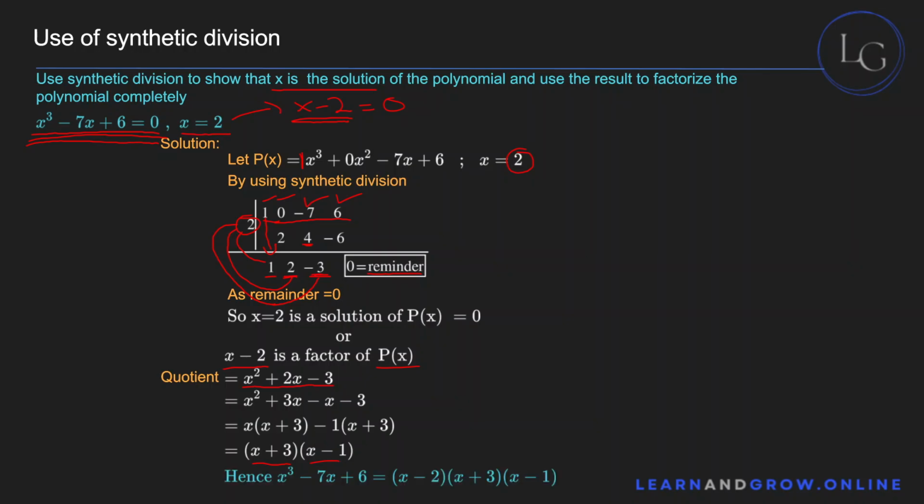So you can see what this means is this cubic expression over here, x cubed minus 7x plus 6 given in the question, can be factorized down into these 3 linear expressions. And that's it. This is how you do synthetic division.